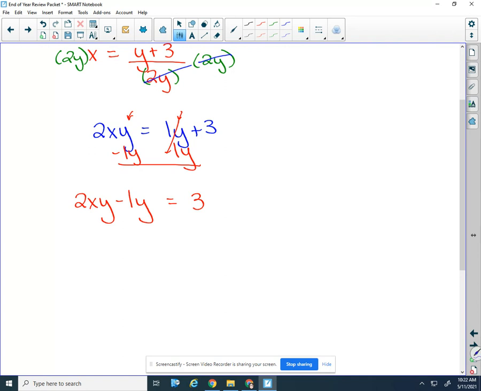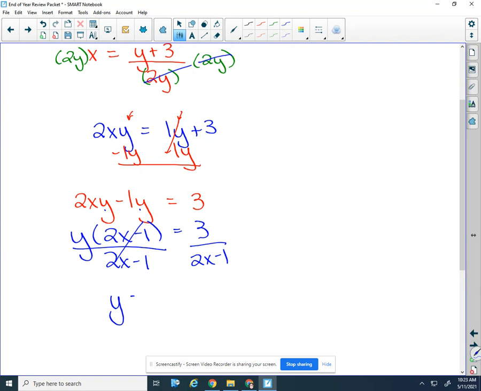To get y by itself, the first thing we're going to do is treat that like a GCF. I'm going to factor it out. So I have y, and then 2x minus 1 equals 3. Divide both sides by 2x minus 1. So I'm left with y equals 3 over 2x minus 1.